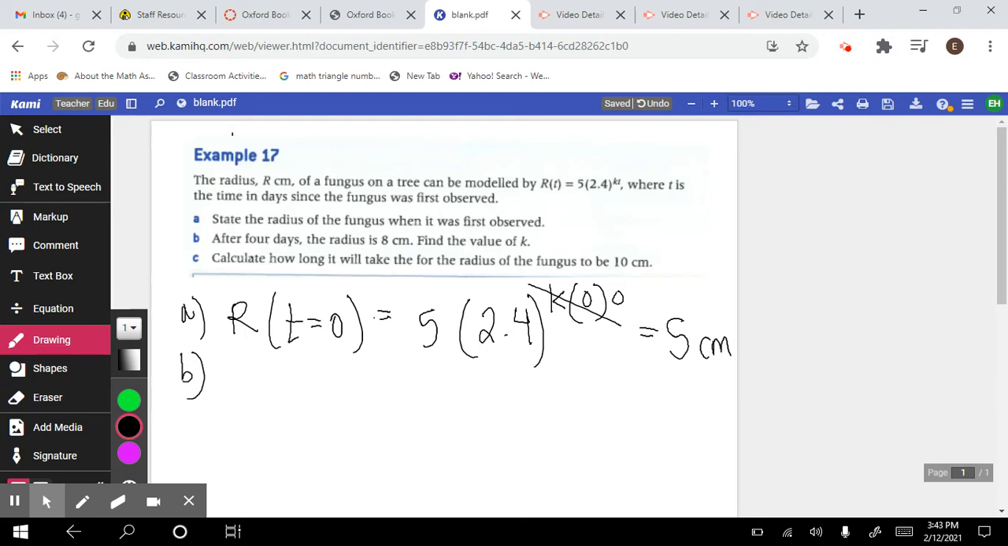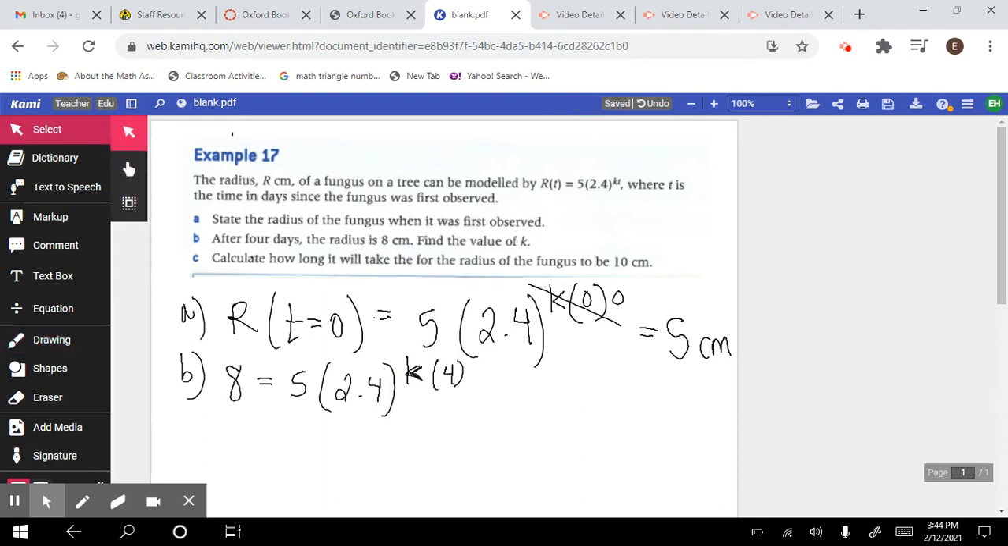So now what we're going to do after 4 days, the radius is 8. Find the value of k. All right, so let's plug in those two parts. So 4 days and the radius is 8. So 8 will go in for r, 2.4 to the k times 4 days. Okay, so this one, we have our variable k up in the power, so that means we're going to have to use some logs in order to solve this out.